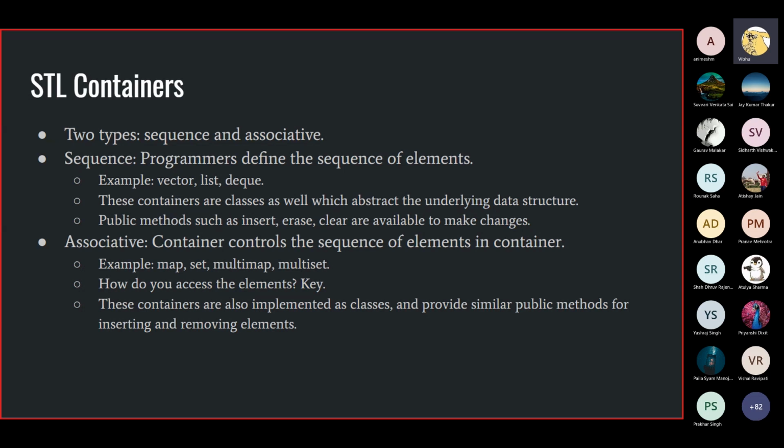So these containers are classes as well, which abstract the underlying data structure. Does anybody get an idea what I'm talking about here? Containers like vector, list, and dequeue are implemented as classes, and they have an underlying data structure, just like my algorithms class had a string data structure inside itself. These vector, list, and dequeue also have an underlying data structure.